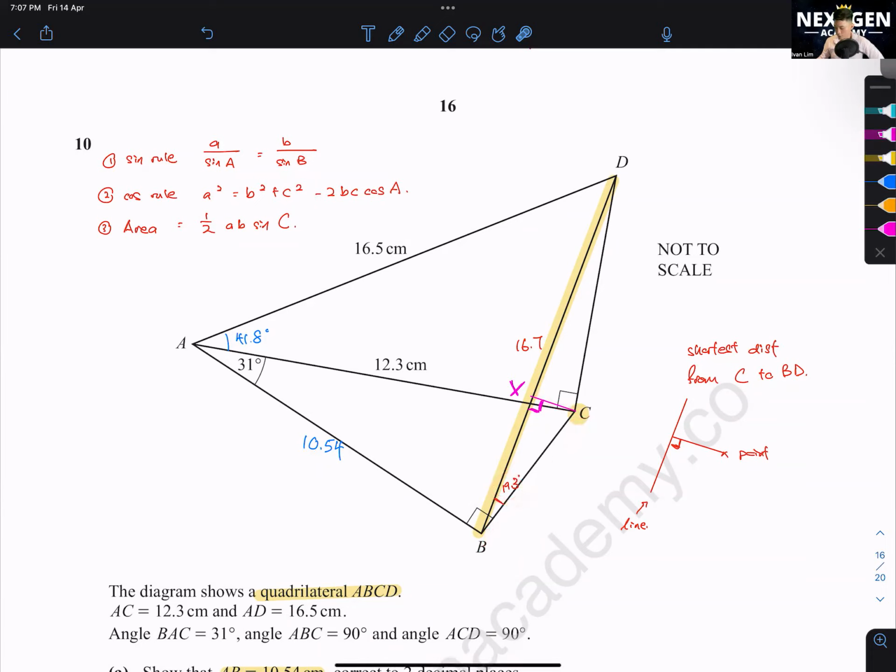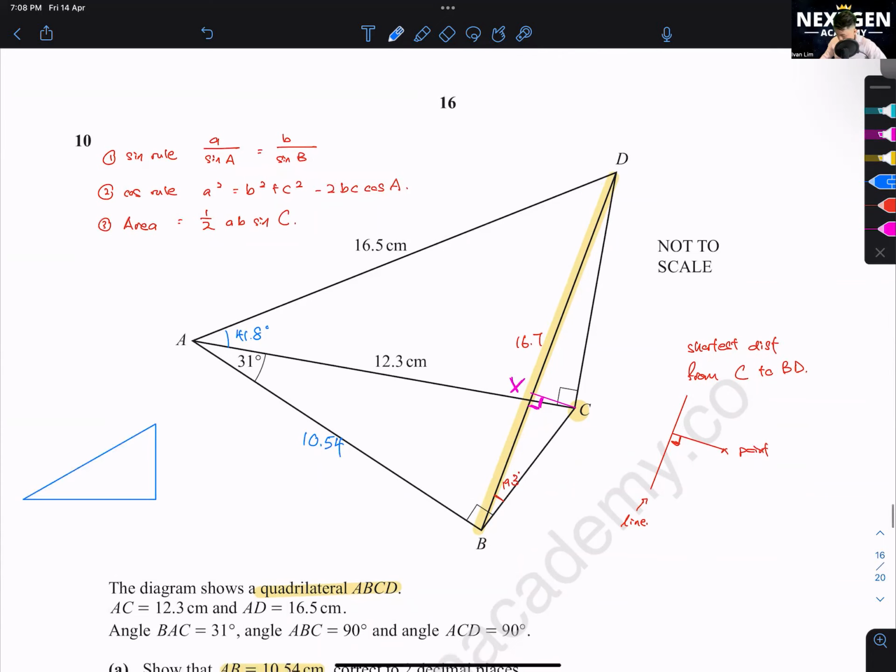How to find BC? We look at the other triangle, ABC, this one. Can you all see here? We look at the triangle ABC. I'm just gonna draw it over here, easier for y'all to see the working. So ABC. What do we have? A, B, C. Here I got 31 degrees. Here I got 12.3 cm. Here I got 10.54 cm.